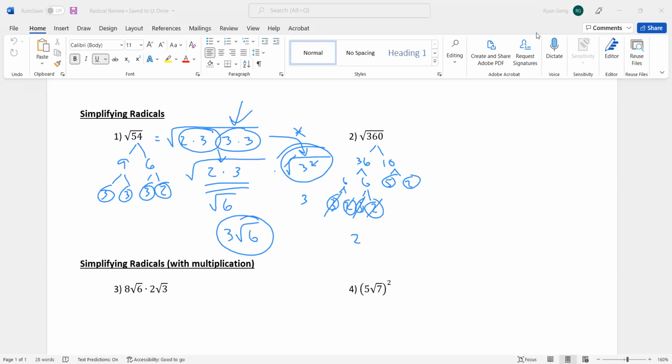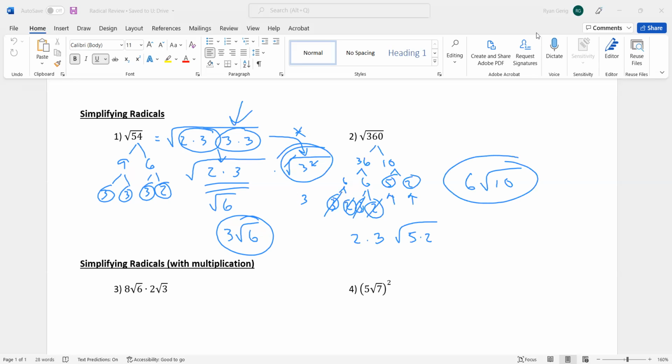I've got a pair of 3s, which makes a 3. And I've got an unpaired 5 and an unpaired 2. Those go back underneath the radical. And this is all multiplication. So it's going to be 6 on the outside, radical 10 on the inside. And that's the answer for that one.